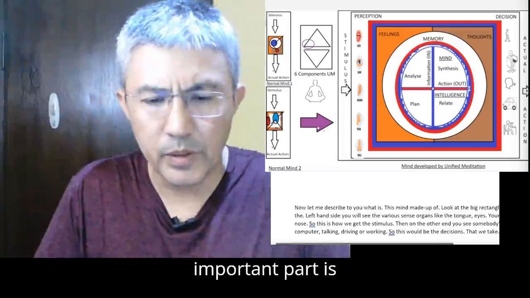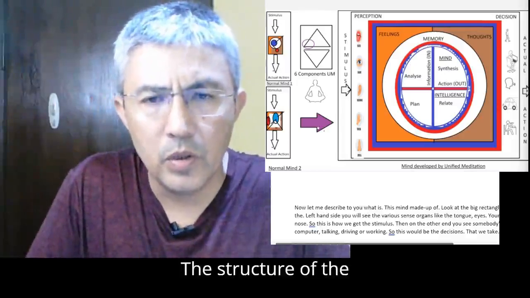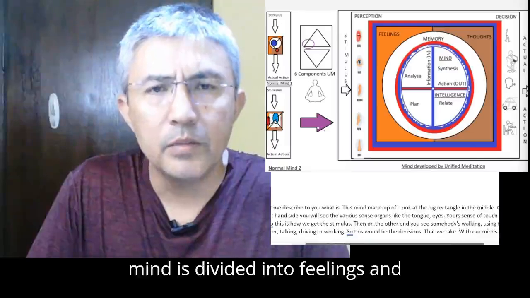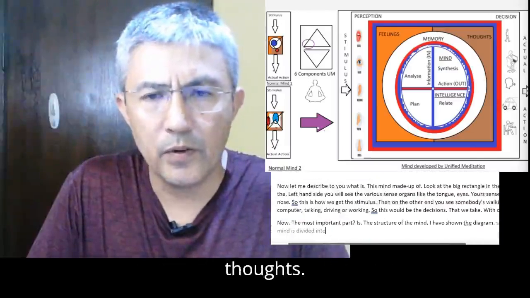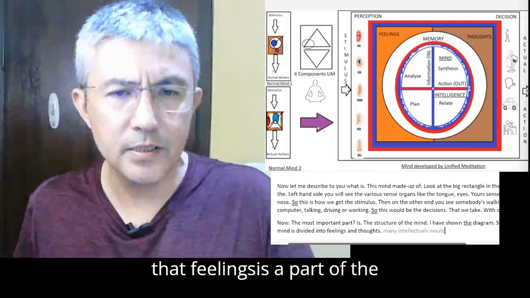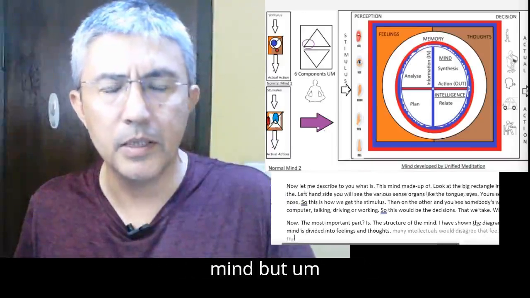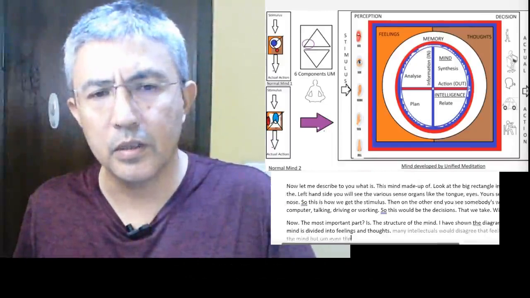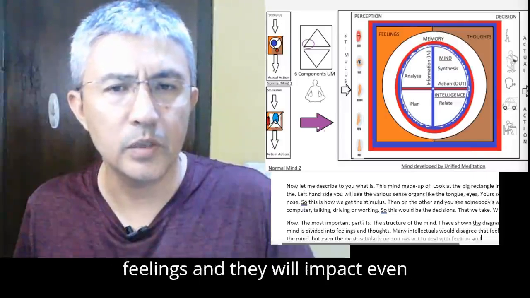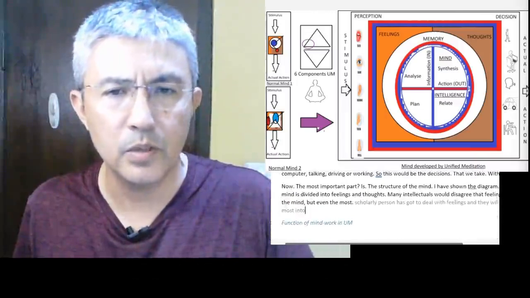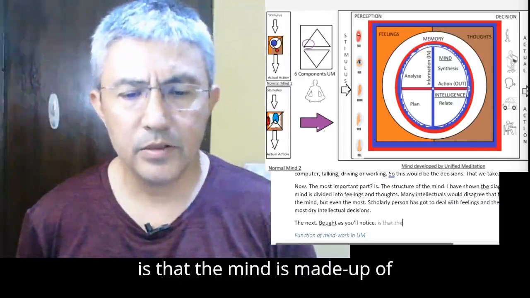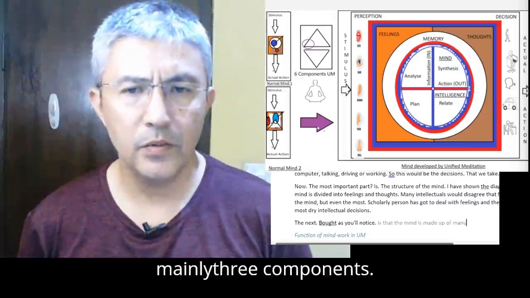Now, the most important part is the structure of the mind I have shown in the diagram. So broadly, the mind is divided into feelings and thoughts. Many intellectuals would disagree that feelings is a part of the mind, but even the most scholarly person has got to deal with feelings, and they will impact even his most dry intellectual decisions. The next part, as you'll notice, is that the mind is made up of mainly 3 components.